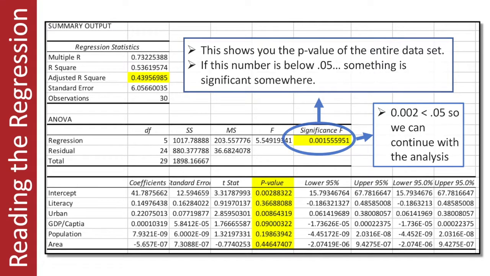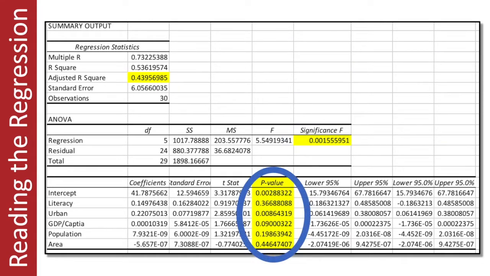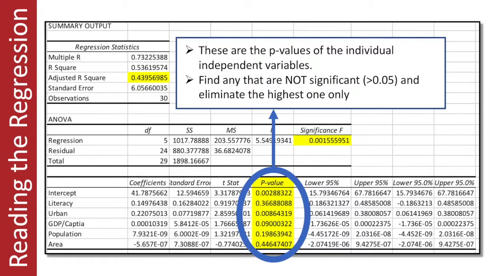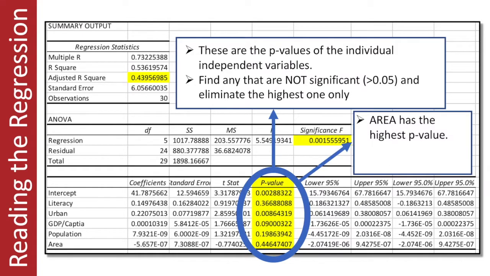So let's move down to this column of p-values here. These are the p-values of the individual independent variables. So we need to find any that are not significant, or any whose p-value is larger than 0.05, and we need to eliminate them one by one, starting with the highest one. In this case, it looks like area has the highest p-value, so we need to take it out and run the regression again without area.